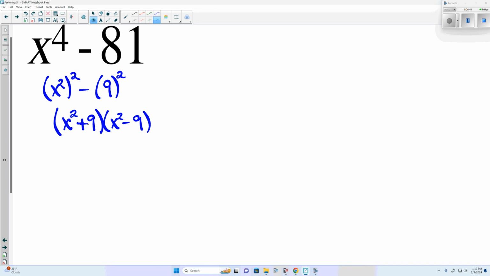X squared plus 9, sum of perfect squares, we don't have.